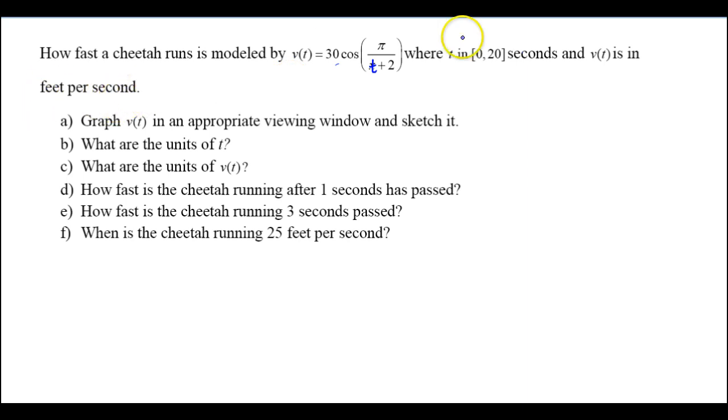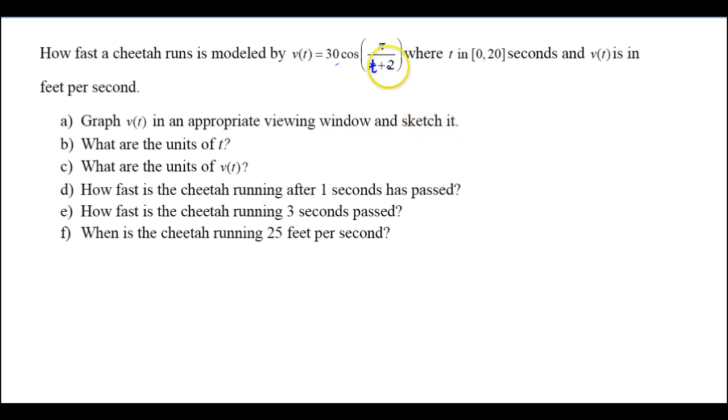So I substitute in seconds, and instead of getting out a quantity, I get out a rate. So I get out how fast the cheetah is going at any particular moment in time. So the units that I get out are in feet per second. Now, this function, I wouldn't expect you to know exactly what it looks like by hand, but it's going to be important that you have a general idea of what's happening with this function, because we want to graph it in an appropriate viewing window on the calculator and then sketch it.